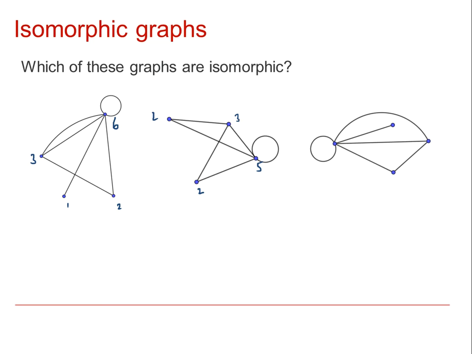So obviously those are not isomorphic. However, we can check the final one and see, yes, this is exactly the same as the first one. It's got order 6, 1, 2, and 3. But not only that, the connections are exactly the same.